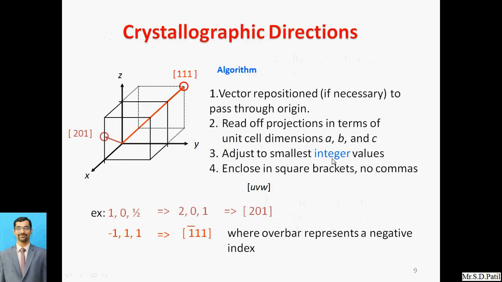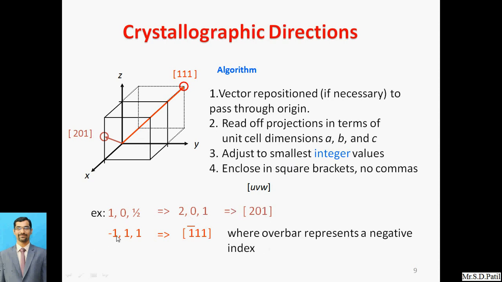Okay. Now this is for the crystallographic directions. So here we are just considering the direction. A vector is repositioned to pass through the origin. So just consider whatever this particular point may be. Here an example is given. In the example it is written 1 0 half. So when we multiply this by the LCM, that is by 2, it will be 2 0 1, and it has been written as 2 0 1. So this is to adjust to the smallest integer values. When there is some fraction like 1 half, likewise we have to multiply by the LCM.